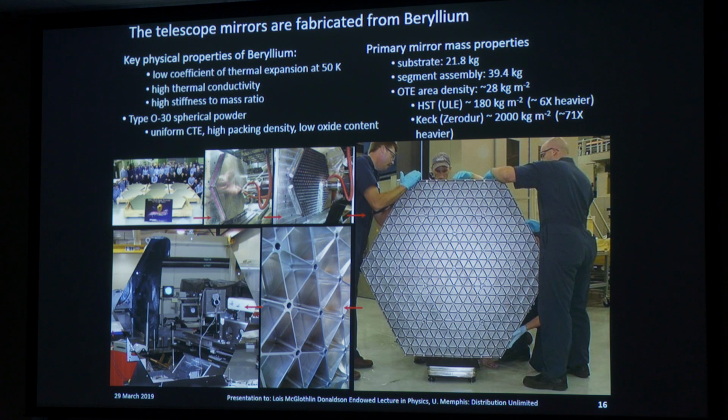Weight is a premium for anything that flies, either in space or in airplanes. So this was a major technology challenge. And the figure of merit here is called areal density, mass per unit area. And the JWST mirrors are a new state of art in terms of achieving lightweight mirrors. They're about 6 times lighter than the Hubble mirrors.